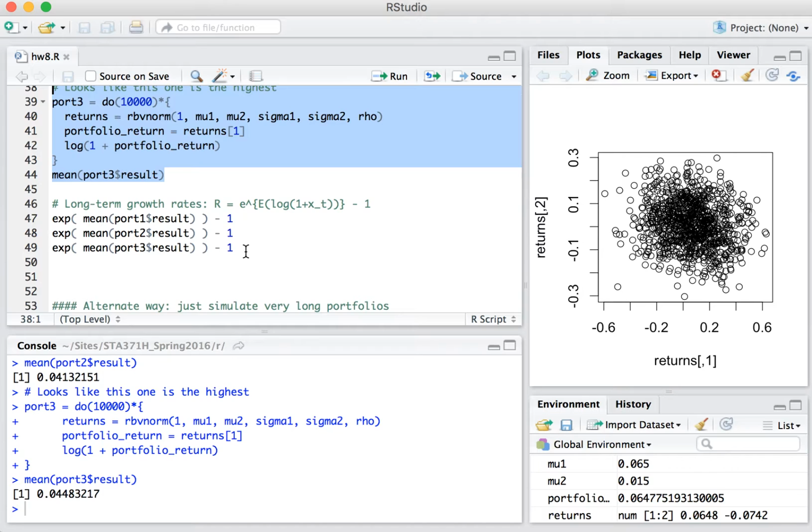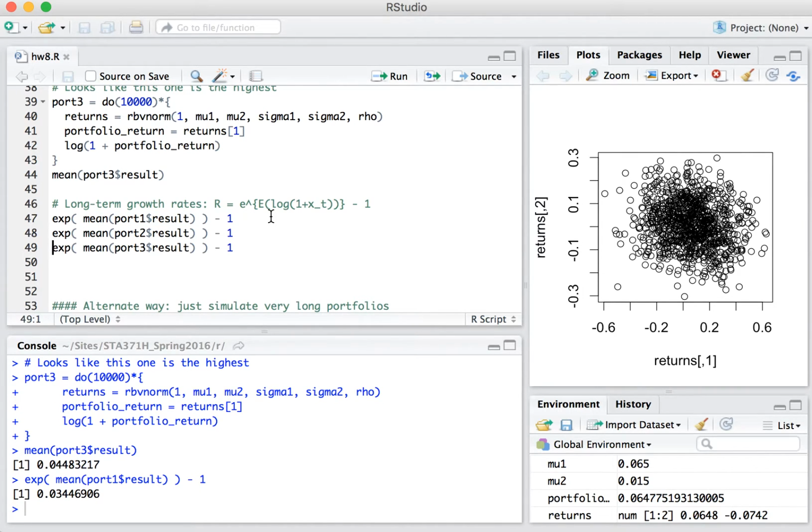Okay, so that's probably the simplest way to do it, and if you actually wanted to back out what the implied growth rate was, we've derived a formula in class that says if you take the mean, or the expected value of log of 1 plus yt, and you plug it into this formula right here, e to that number minus 1, you get the implied growth rate of the portfolio.